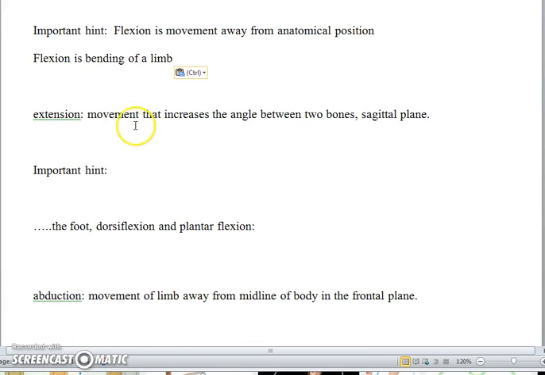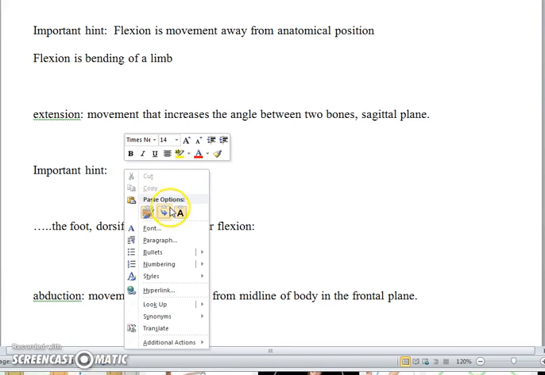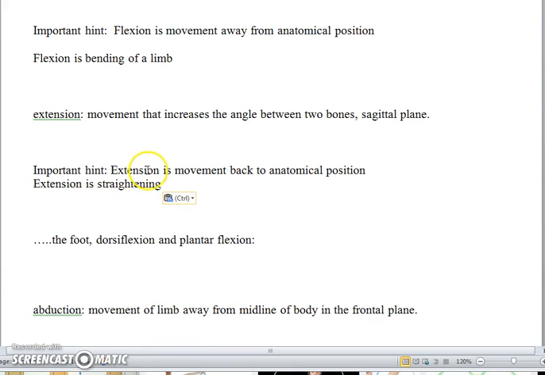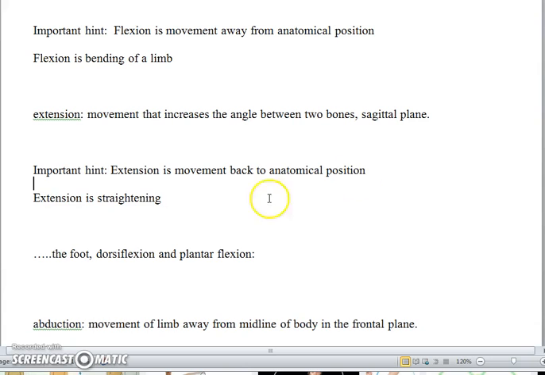All right, go to extension. So it's movement that increases the angle. It's also in the sagittal plane, but again, I wouldn't go with that. I'd go with this. All right, extension is movement back to the anatomical position. Or for a limb, it's going to be the straightening of that limb.